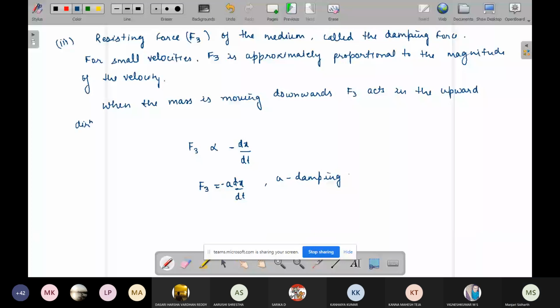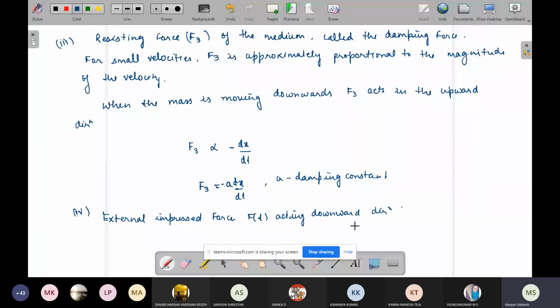Now the last force. Suppose you have any external force which is affecting the motion of the mass or the spring. So an external impressed force, that can be anything, F(t), acting in the downward direction. Right, so we have four forces: due to its weight, then the restoring force, then the resisting force, and now the external impressed force.